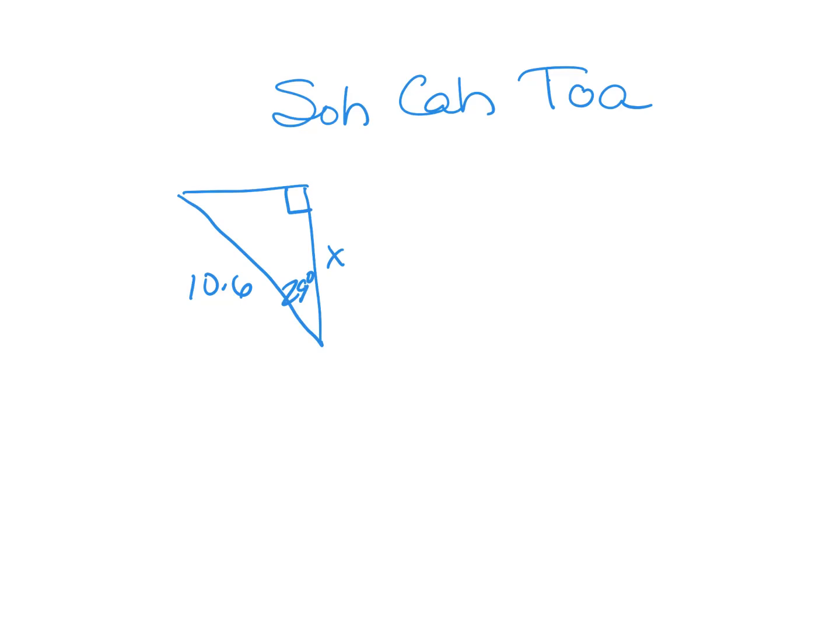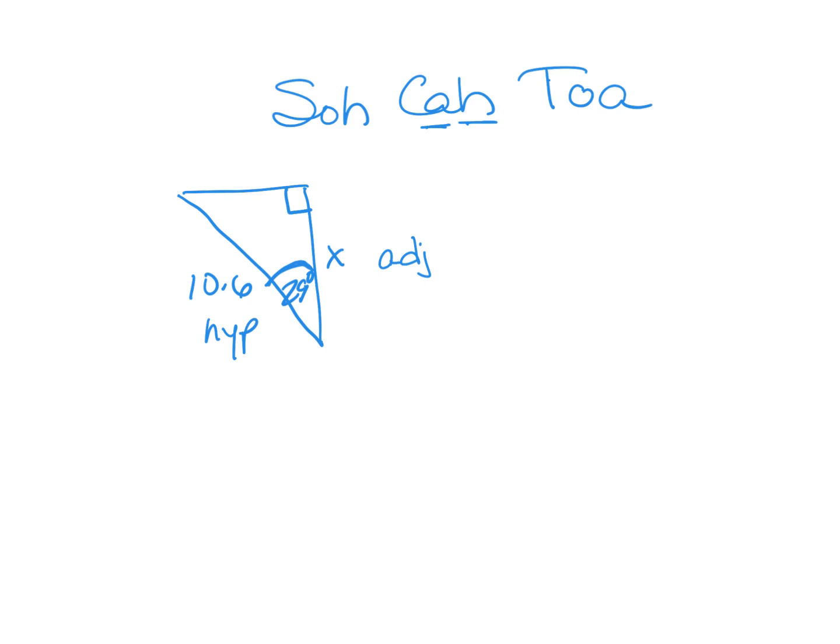So 29 is the angle that they gave us. So we need to classify the side they want and the side they gave us. So what's the x? Which side is that? It's adjacent. Very good. And what's the 10.6? Hypotenuse. So you look for the one that has an A and an H in the name.